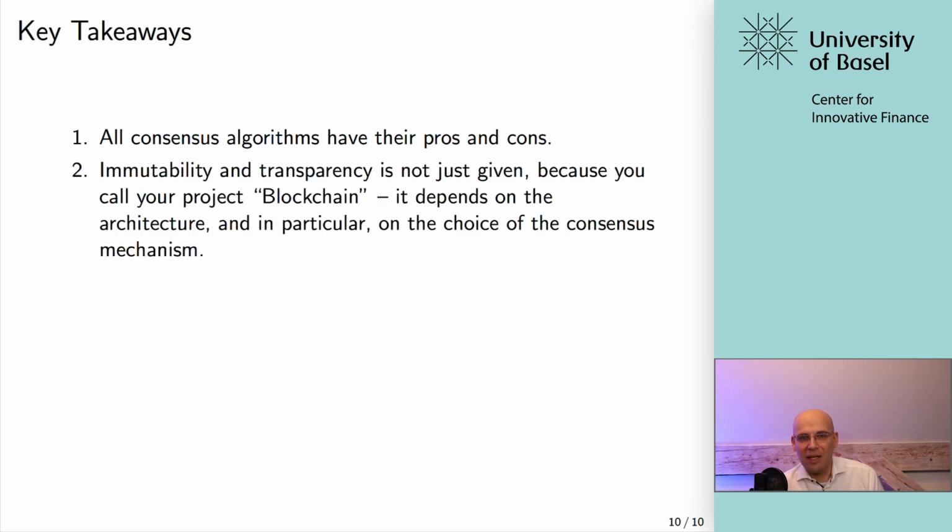Number two, immutability and transparency is not given because you call your project blockchain. It depends on the architecture and in particular on the choice of the consensus mechanism. So it turns out it is actually on this list because that's just what I have explained earlier.